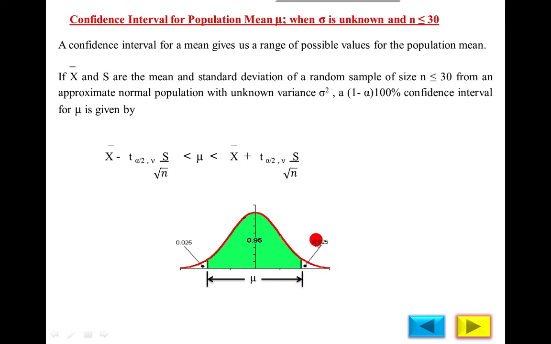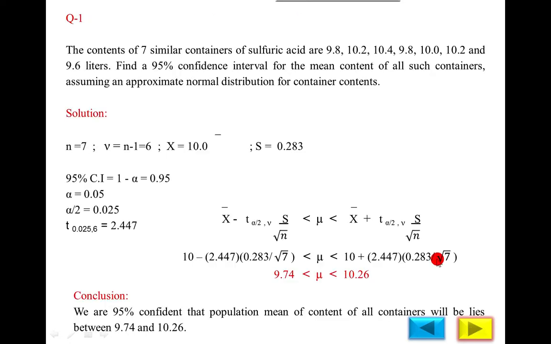Now we will solve the numerical. You solved this question in testing of hypothesis. The contents of 7 similar containers of sulfuric acid are given as 9.8, 10.2 and so on. Find a 95% confidence interval for the mean content of all such containers. This indicates a confidence interval question for the mean, assuming an approximate normal distribution for container contents.